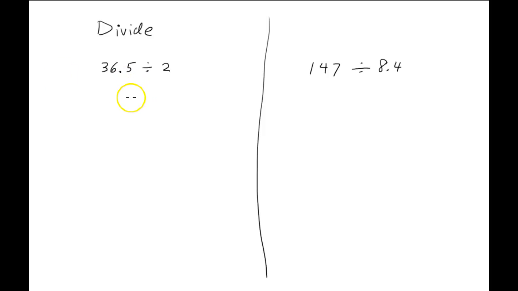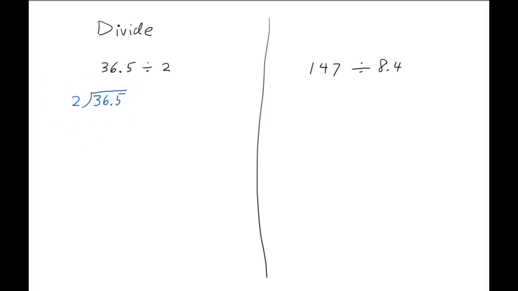In this video, we have a couple of examples of dividing some decimals. The first one is 36.5 divided by 2. So let's write that down as a long division. Put 36.5 in the house. We'll divide it by 2.